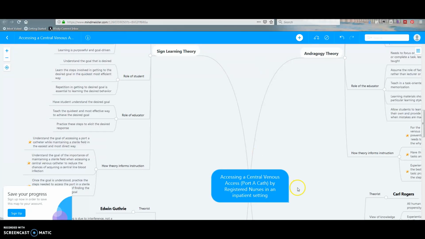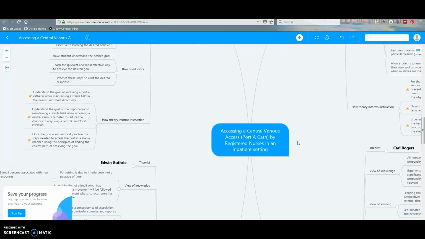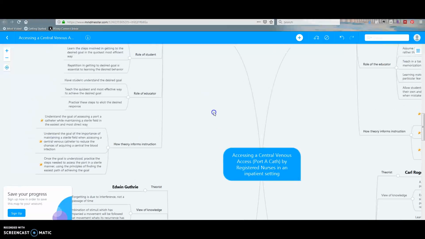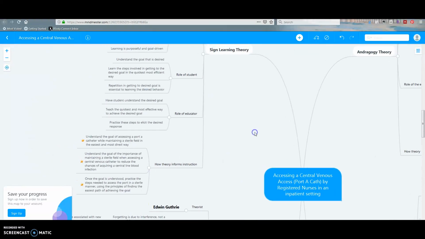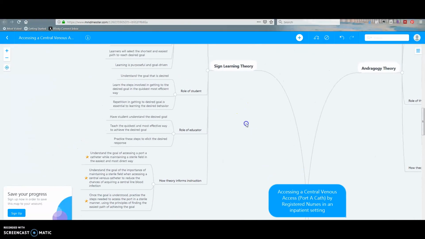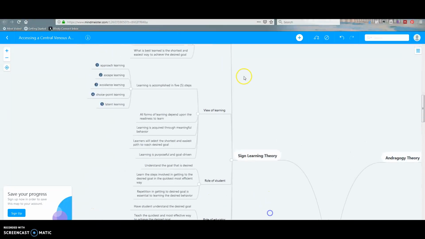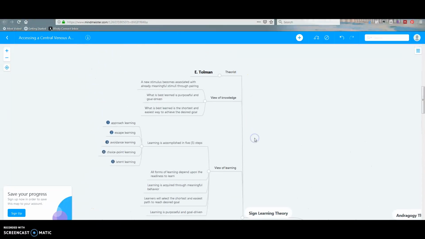So let's look at your central topic here, accessing the central port by a registered nurse in an inpatient setting, right? So I think you're going to be teaching nurses, from what I understand. Now, I want to make a comment about your post to the discussion board.